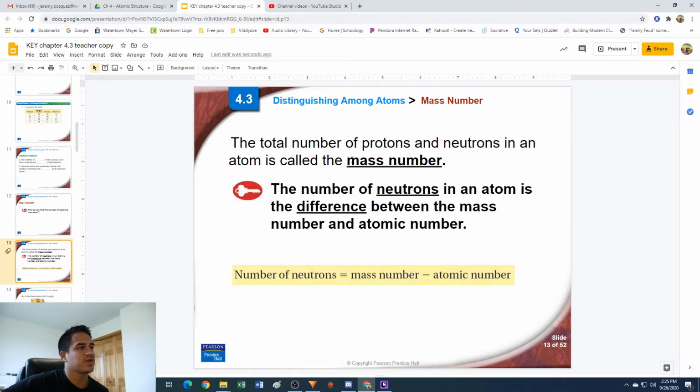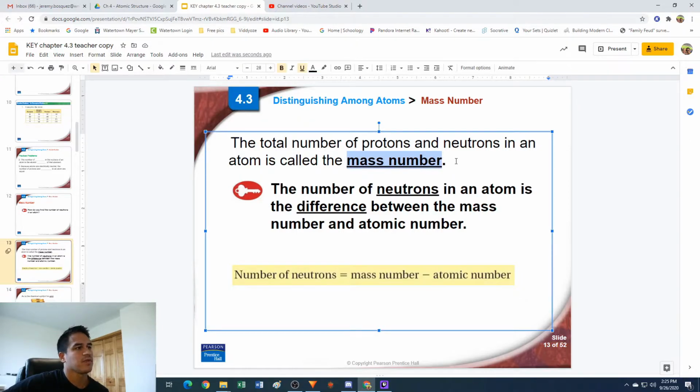Now, the thing to remember when we talk about mass number is that protons and neutrons are the 2 particles inside of an atom that have any kind of mass. This is from the previous chapter section, 4.2. Remember that electrons are very, very, very small. So when we talk about how massive an atom is, the only 2 particles that make up the mass are the protons and neutrons. We ignore the electrons.